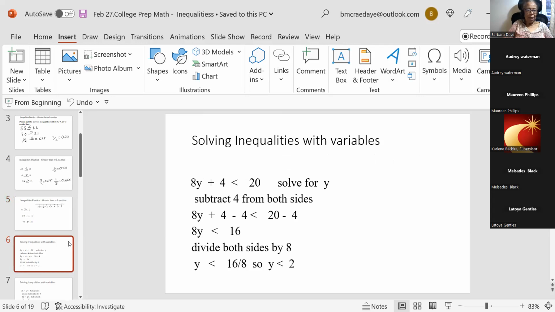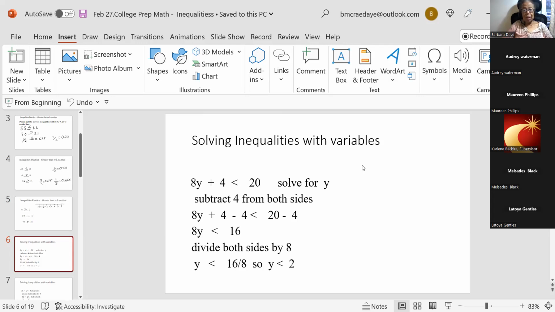All right, now let's go to solving inequalities with variables. Someone want to tell me what a variable is? Or I'll ask you this way, how do we represent a variable? Audrey, how do we represent a variable? You remember? Yeah, we use alphabets. Anything from A to Z, we can represent a variable. Those are the things that may be changing in an inequality or even in an equation.